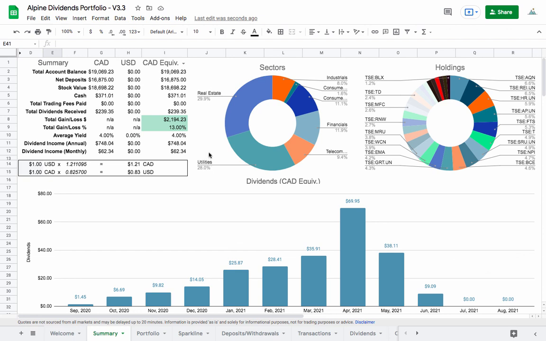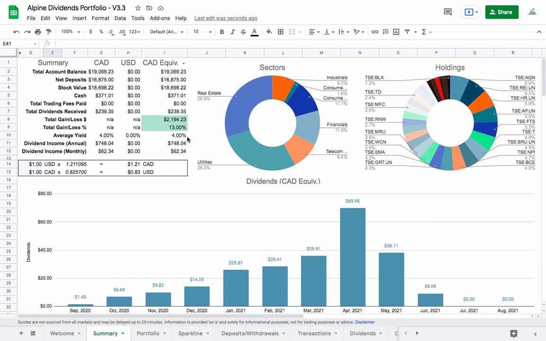So looking at where the account is at today, I'm sitting around $18,700 and I have $371 in cash that I'm going to spend in this video. So far we're up about $2,000, almost $2,200, for about 13%. $239 of that has come from dividends received, and basically the rest, almost the other $2,000, has come from the increase in the stock price as the markets have been recovering from last year.